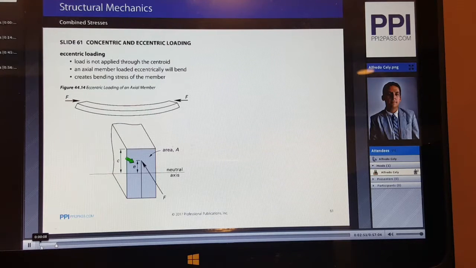Eccentric loading, of course, will be different from concentric loading and axial loading. In concentric loading, load is applied to the centroid of a tension or compression member's cross-section. If an axial member is loaded eccentrically, it will bend, and it will experience bending stress in the same manner as a beam does. Since the member experiences both axial and bending stresses, it is known as a beam column, such as the one shown in figure 44.14, where E is known as the eccentricity.